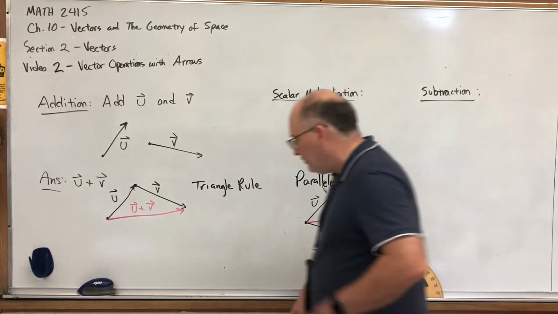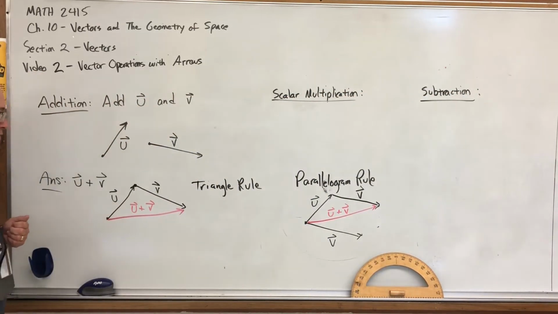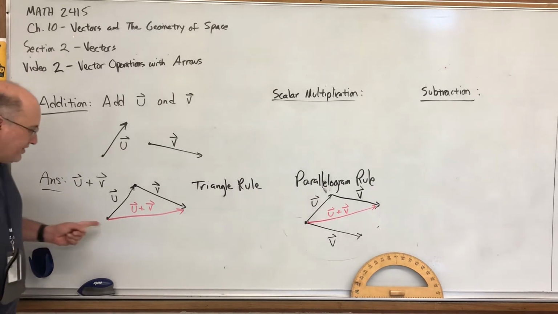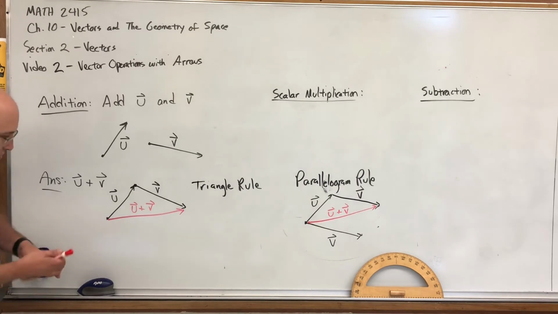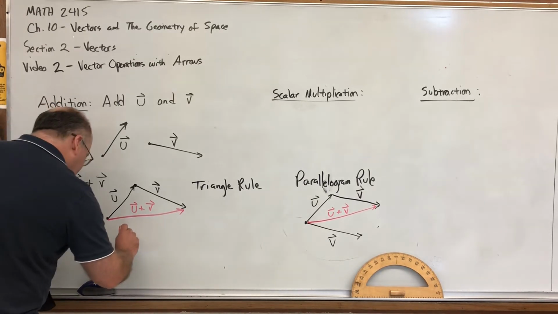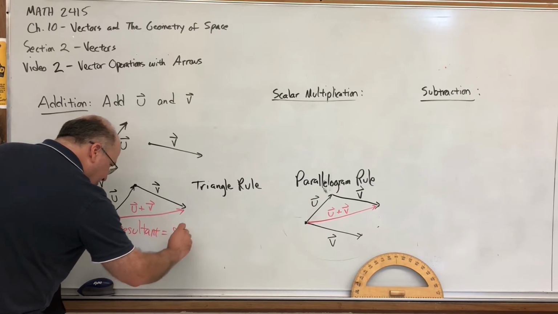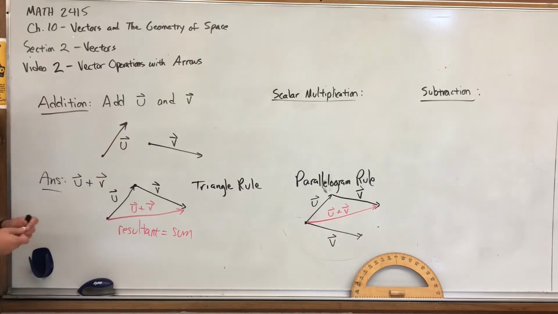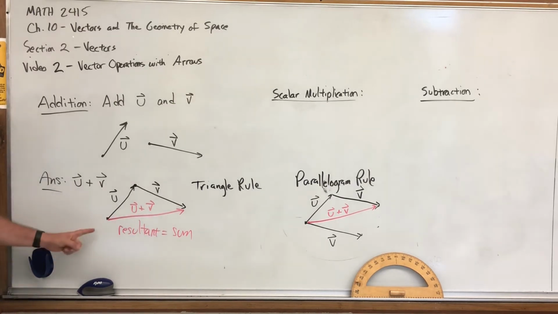The triangle rule is also called tip to tail, where you put the tip of one vector on the tail of the other, and then the resultant, which is also another word for the sum of two vectors, is the same as the sum. The resultant is just the one vector that completes the journey in one move. Instead of going up and down, just go straight across, or wherever it is.